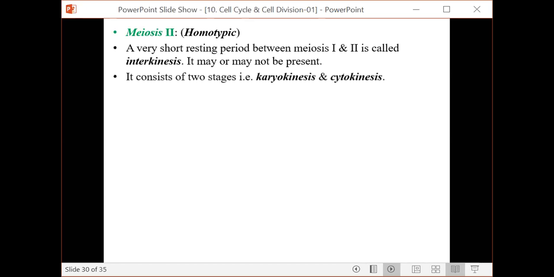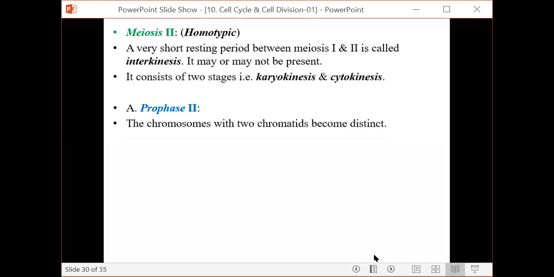Right now, we will kind of revise mitosis in a way. So we have got karyokinesis, cytokinesis, prophase two. What is prophase two? Under meiosis also it is PMAT: prophase two, metaphase, anaphase, telophase, and then entering cytokinesis. So in prophase two, what are we having? The chromosomes with the two chromatids become distinct.